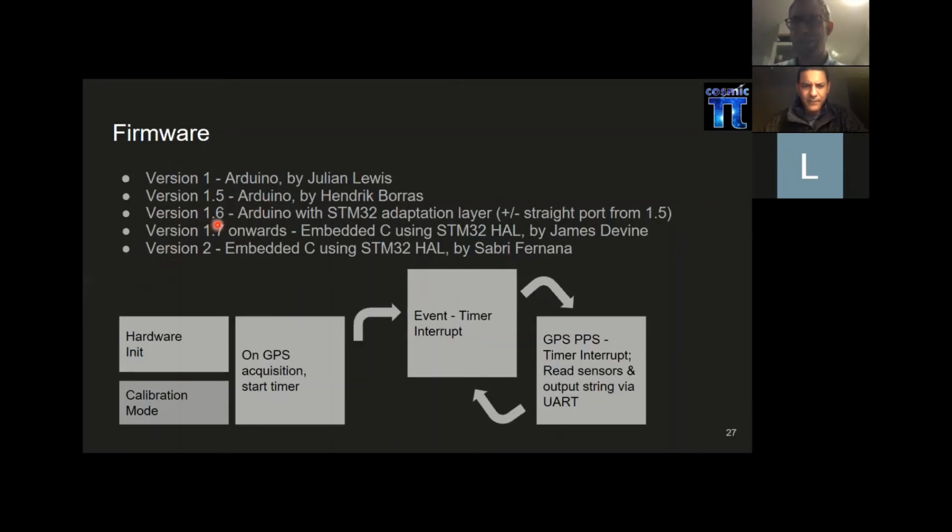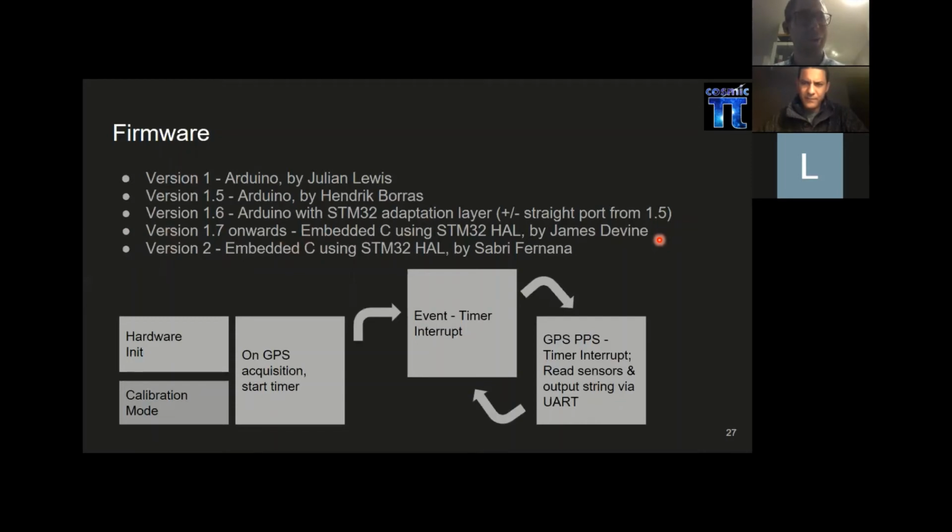We were very lucky for version 1.6. We could basically take this firmware and port it straight over to an STM32. We changed the pinouts and that was about it. And then from version 1.7 onwards, we've moved back to using STM32 HAL embedded C with initially Eclipse on the version 2, and now ST have their own version of Eclipse with a wrapper on it, specifically for STM32 development.